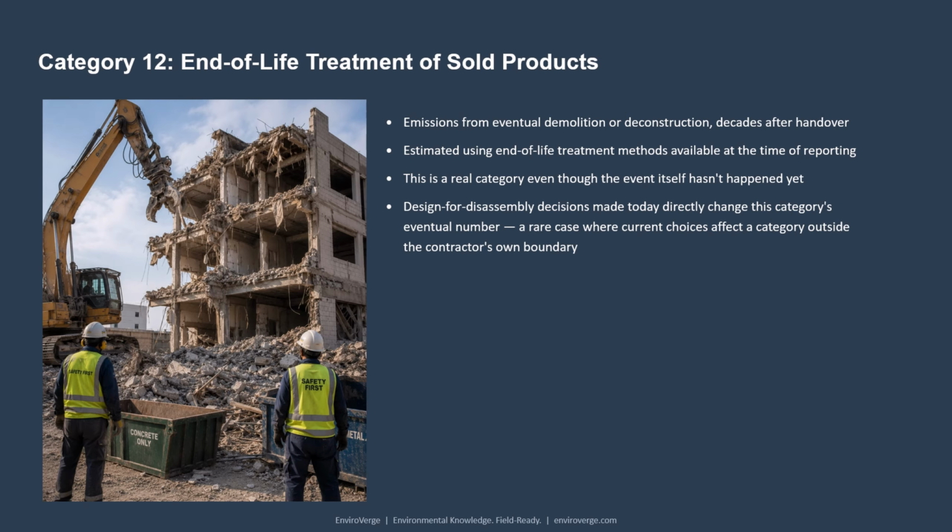Category 12 is emissions from eventual demolition or deconstruction, decades after handover. You estimate it using end-of-life treatment methods available at the time of reporting. It's a real category, even though the event hasn't happened yet. Design for disassembly decisions made today directly change this number. A rare case where your current choices affect a category outside your own boundary.